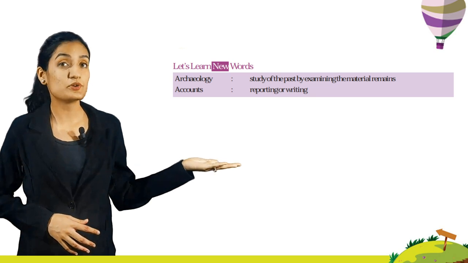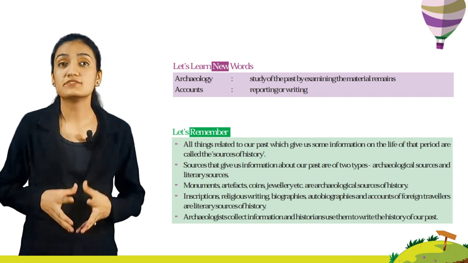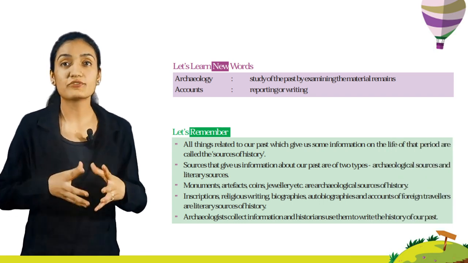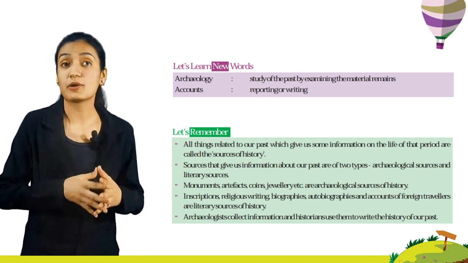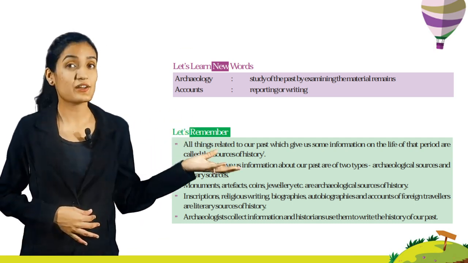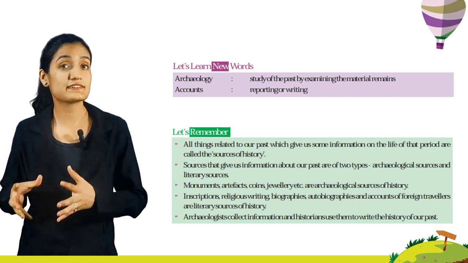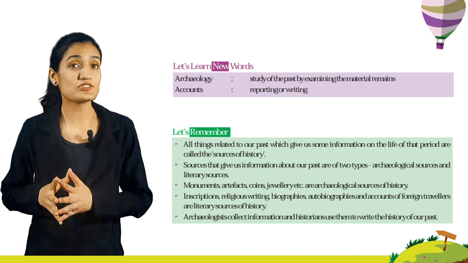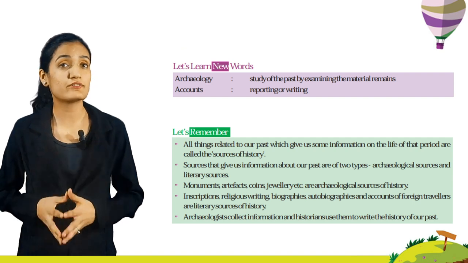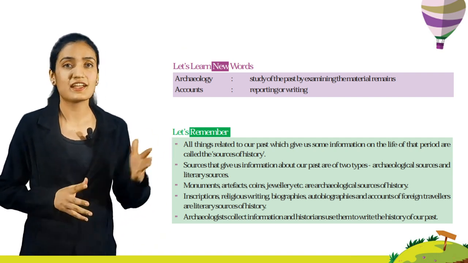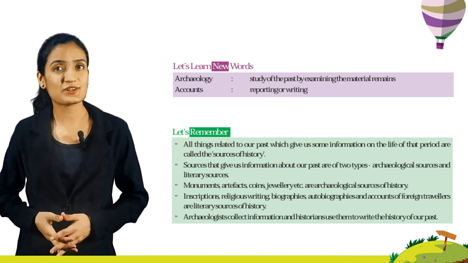Accounts, reporting or writing. Now, let's remember. All things related to our past which give us some information on the life of that period are called the sources of history. Sources that give us information about our past are of two types, archaeological sources and literary sources. Monuments, artifacts, coins, jewelry, etc. are archaeological sources of history. Inscription, religious writing, biographies, autobiographies and accounts of foreign travelers are literary sources of history. Archaeologists collect information and historians use it to write the history of our past.